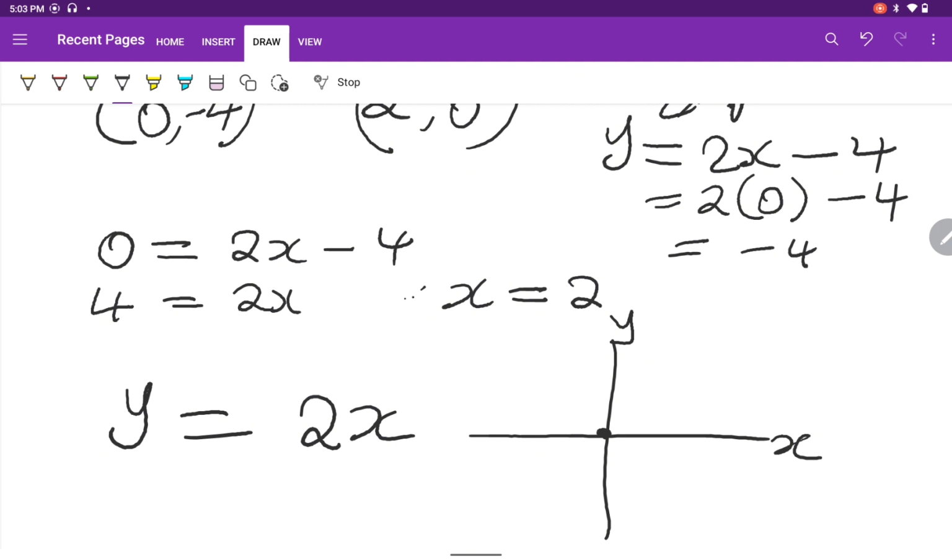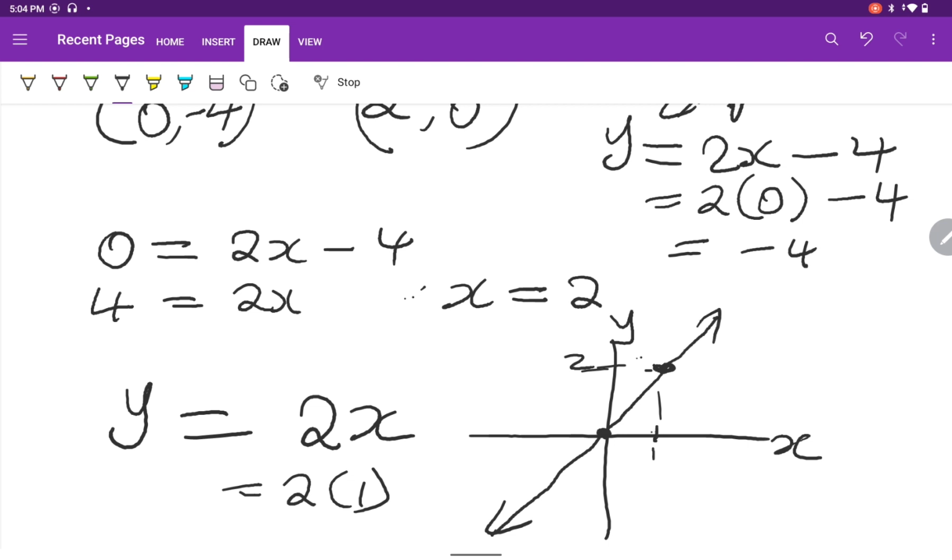So we can choose any x value and check its corresponding y value. For example, if x is 1, we will have 2 times 1, so it means y will be 2. So if x is 1, y will be 2. So this is the point where they meet. Now it means the graph will just be like that. So we'll just join the 2 points, and then we have our graph. So that is the easier way of sketching the y equals mx type of graph.